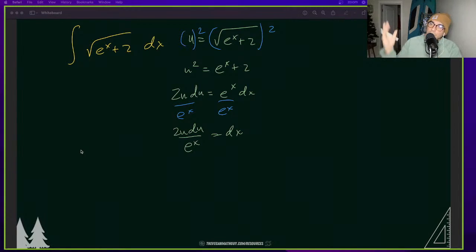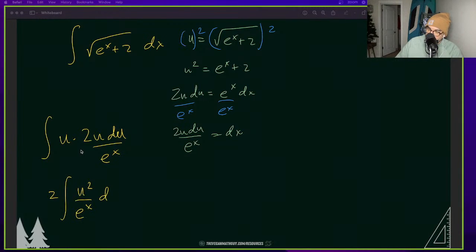Okay. So let's go ahead and substitute that into our integral there. So we have the integral of, remember, the u was the entire square root. So now we have u times, and then this du is 2u du over e to the x. All right, let's go ahead and rewrite that a little bit. This is now going to become 2 integral u squared over e to the x du.